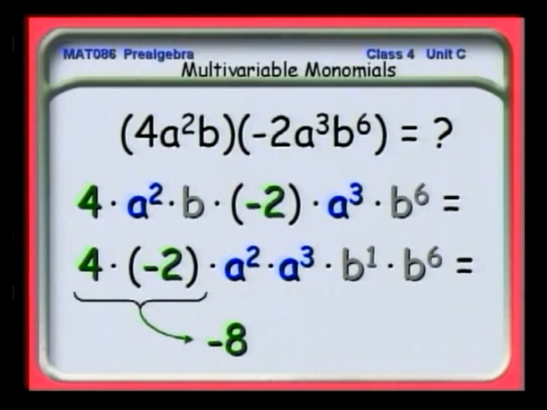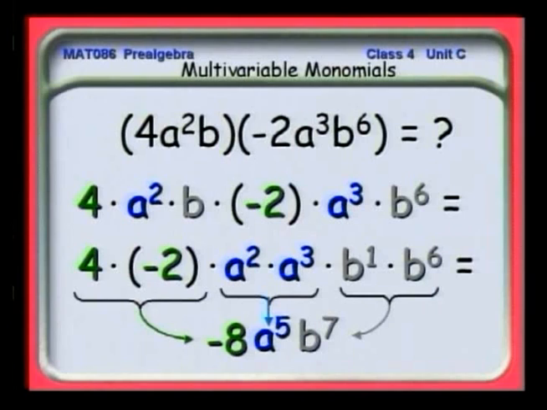4 times minus 2 is minus 8. A squared times a cubed is a to the 5th. B to the 1st power times b to the 6th power is b to the 7th. So the result of this operation is a monomial minus 8, a to the 5th, b to the 7th.